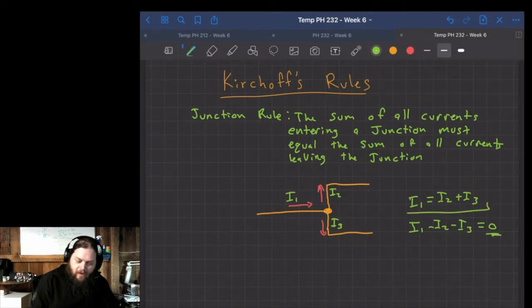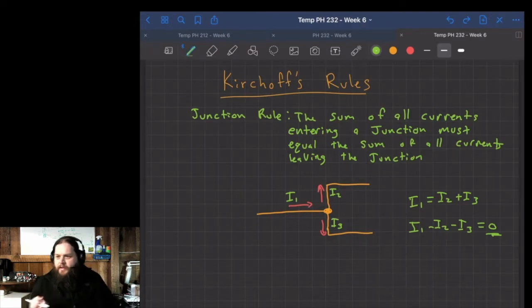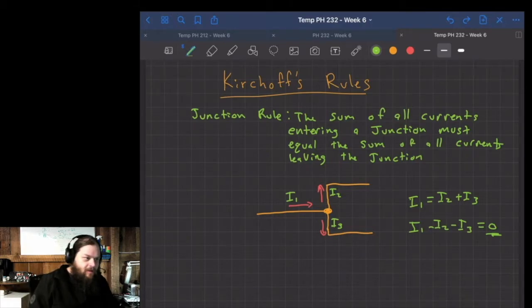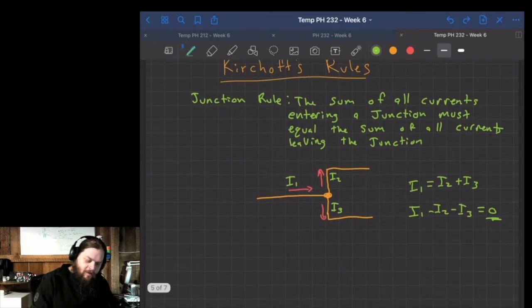Or you can write it like this, which is the easy way to do it. You can think of it as what comes in must come out. So all the current going into a junction needs to exit that junction, and it's split up. But it's not always split up evenly. It's split up based on the resistance of each branch. There's also a loop rule.